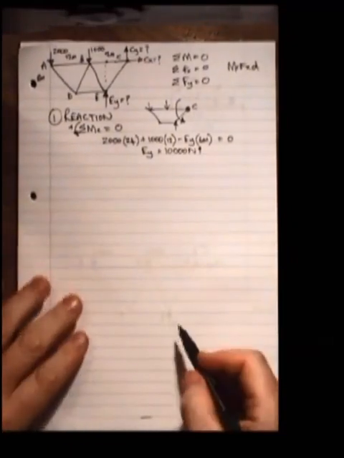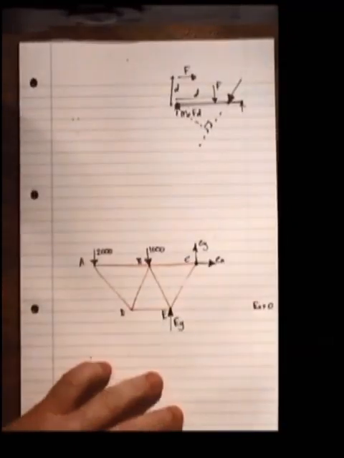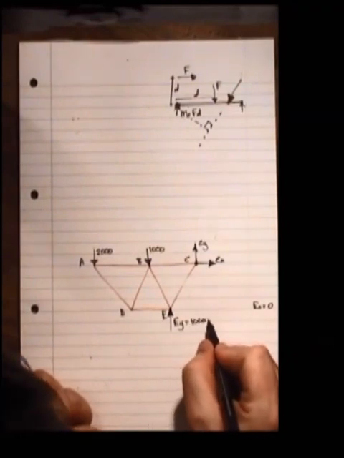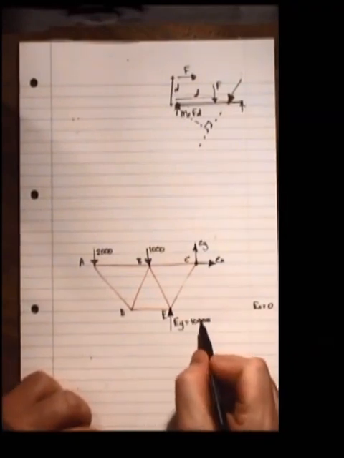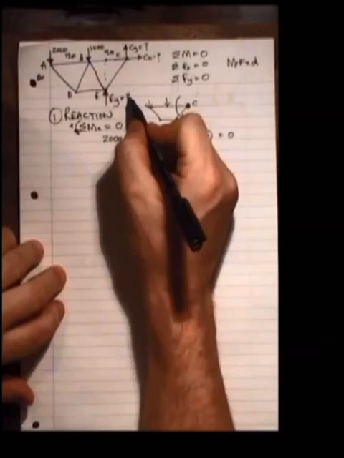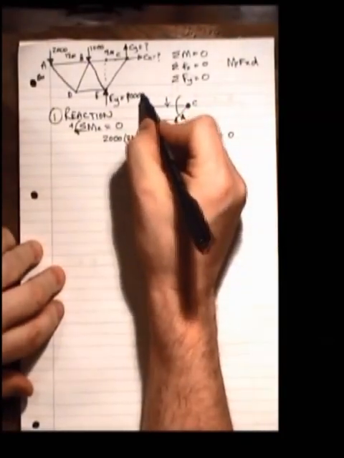What I'll do, I'll just add AY to my diagram down below here. So we've got AY equals 10,000, and my direction is definitely upwards. So now I know what AY is.